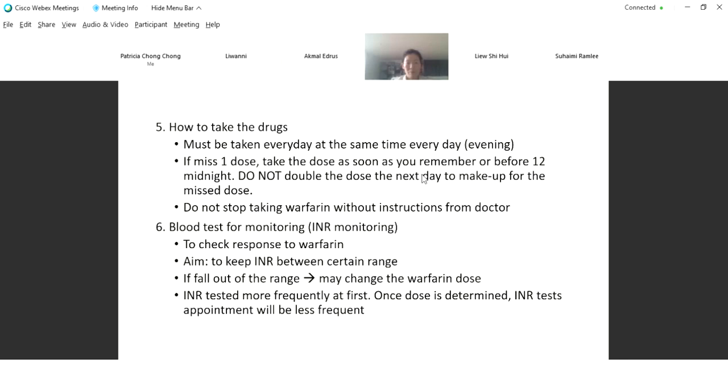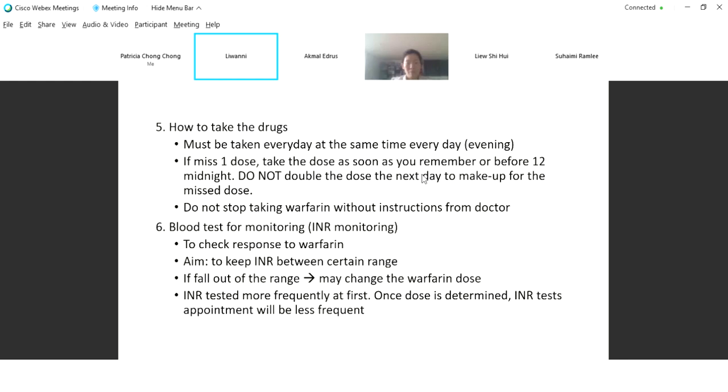Okay, so then after that, we have to explain to the patient how they have to take the drug. The drug has to be taken every day at the same time, usually around evening. And if the patient misses one dose, they have to take the warfarin as soon as they remember or before 12 midnight. We also have to advise the patient not to double the dose the next day to make up for the missed dose a day before. And they also have to be reminded that they cannot stop taking warfarin without any instructions from the doctor.